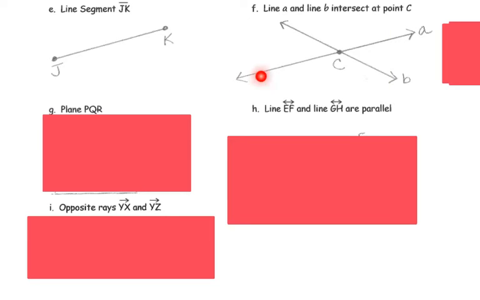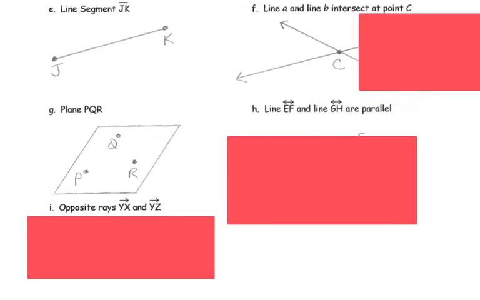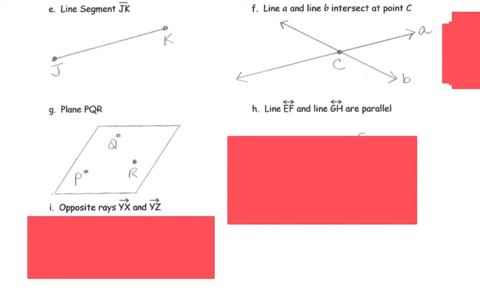All right, so notice here's line A, here is line B, and they intersect at point C. Now to draw a plane, plane PQR. Because I gave you three letters to name this plane, they would be identified as 3 points on the plane. H. Line EF and line GH are parallel.